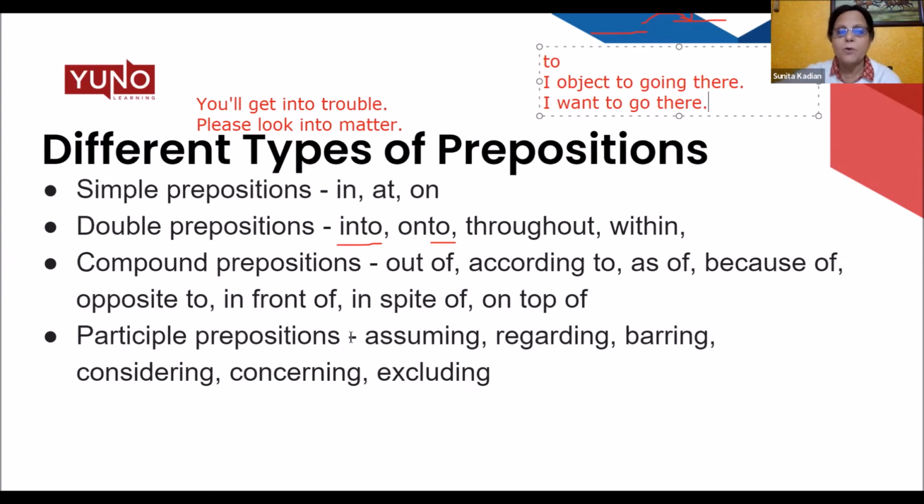Now let's move on to compound prepositions. It's a compound because you've got a preposition plus a noun or an adverb or a conjunction. So there's a combination of preposition with other words. Look at this now: out of, according to, as of, because of, opposite to, in front of, in spite of, on top of. So the preposition is used in combination with all such words. That's why it's a compound preposition.